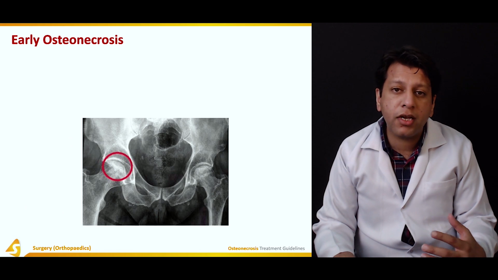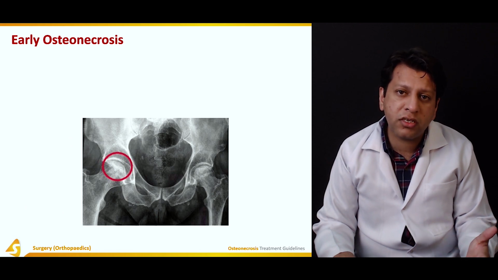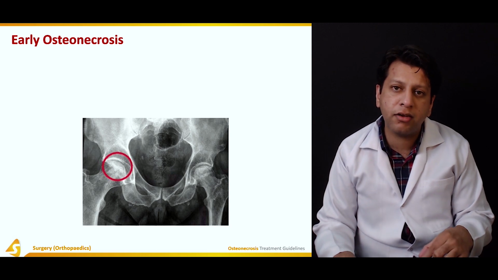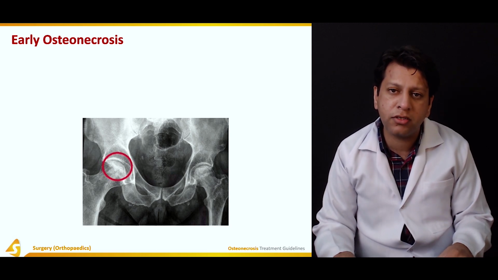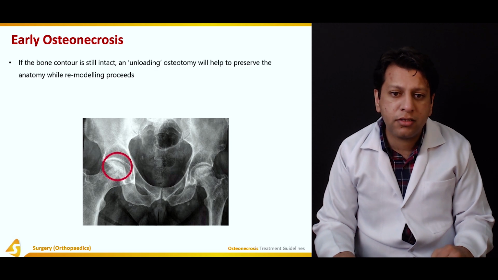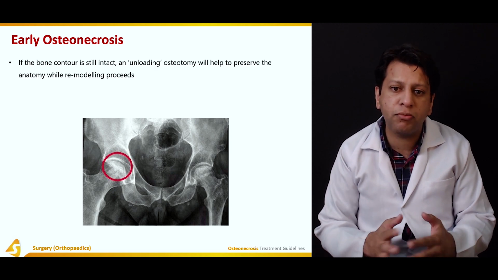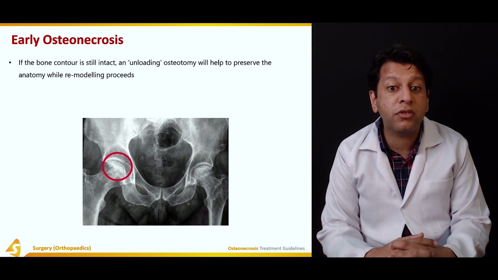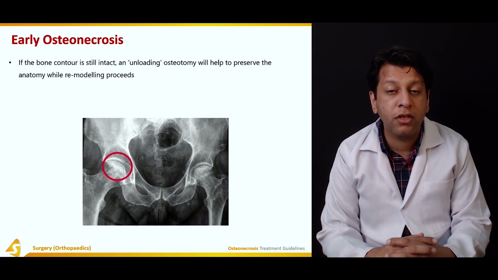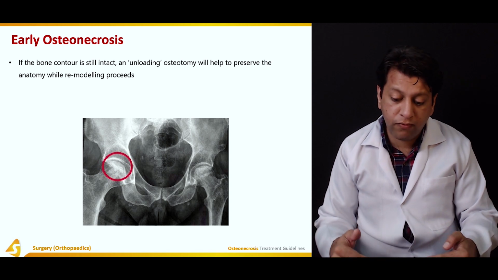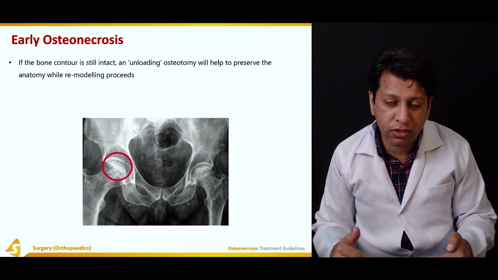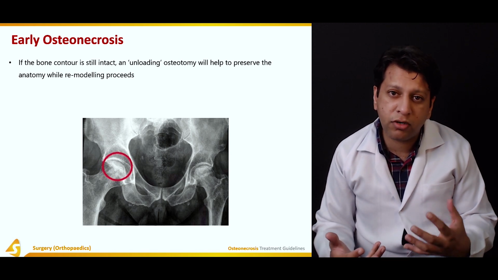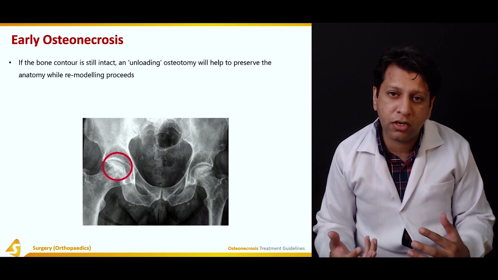Now, if it has progressed and sclerosis has appeared, this means the bone is dead. There is definitely bone mineralization going on, if this is the stage reached. If the bone contour is still intact, an unloading osteotomy will help to preserve the anatomy while remodeling proceeds. Now, this is important: if the necrosis has progressed to a certain degree, but the bone has not collapsed, the head has not collapsed, this would mean that structurally the bone is intact.